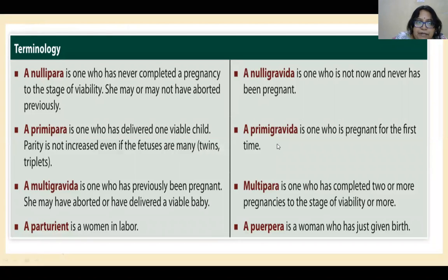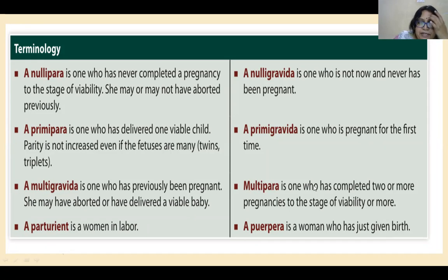Next, who is a primigravida? There is a difference between gravidity and parity. So, who is a primigravida? The one who is pregnant for the first time is primigravida. Primipara is who has delivered one viable child. Primigravida is who is pregnant for the first time.